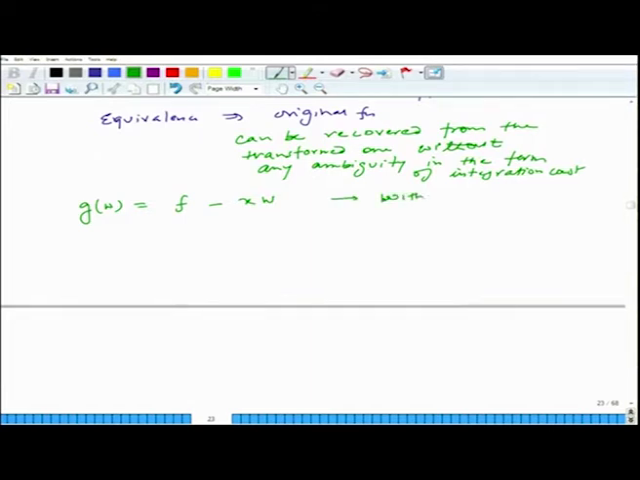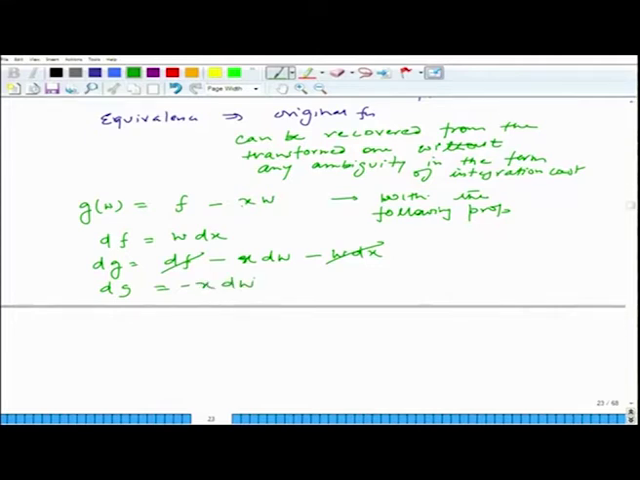Okay. So, first of all, df is w dx, right, because by definition we are saying w is nothing but the first derivative, as well as dg is going to be df minus x dw minus w dx, okay, right, and this is going to get cancelled. So, dg is nothing but minus x dw, okay.